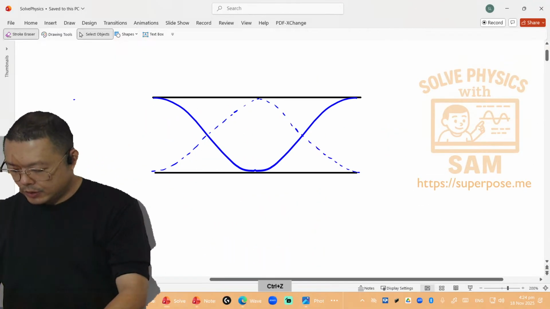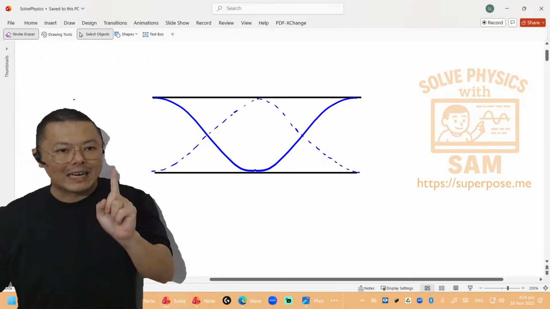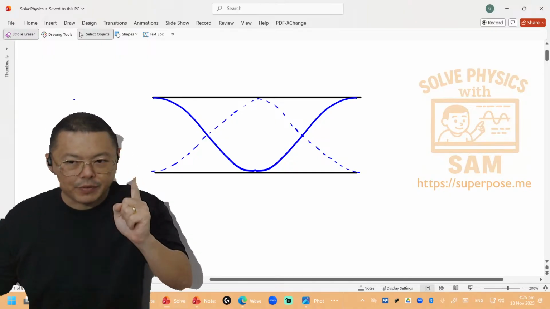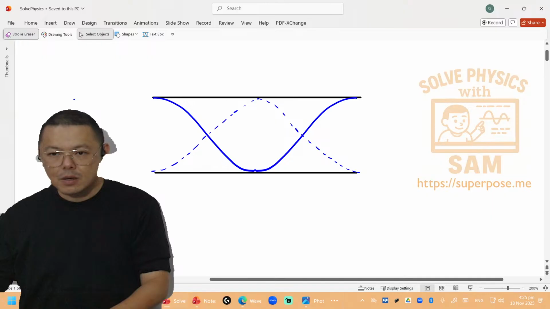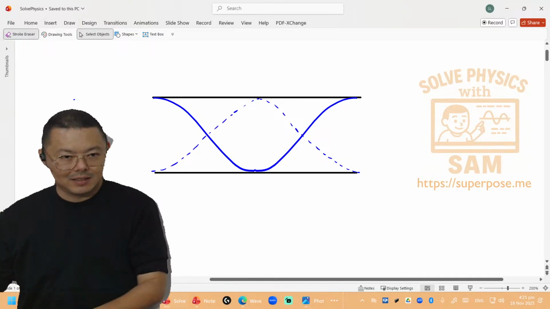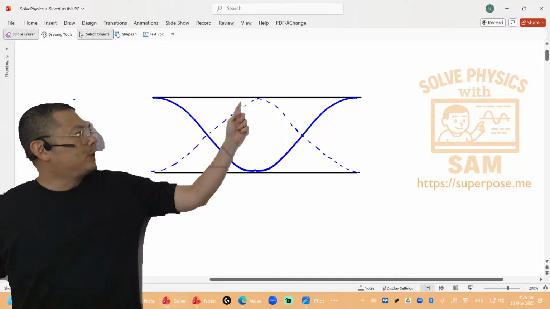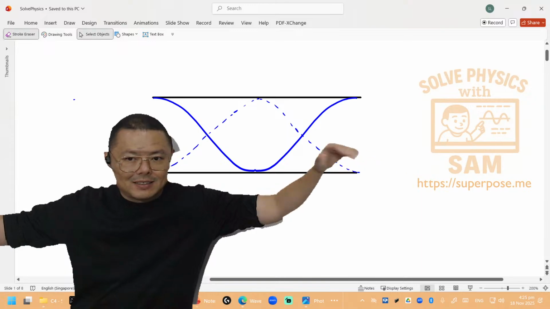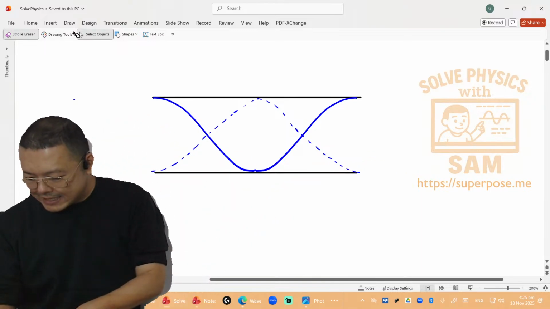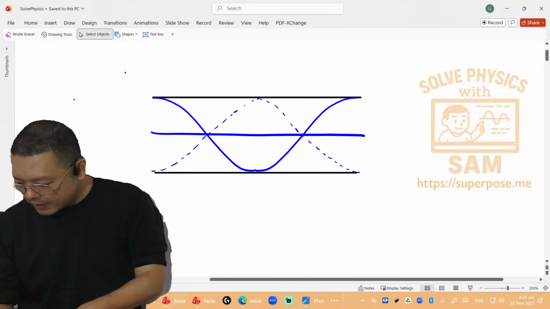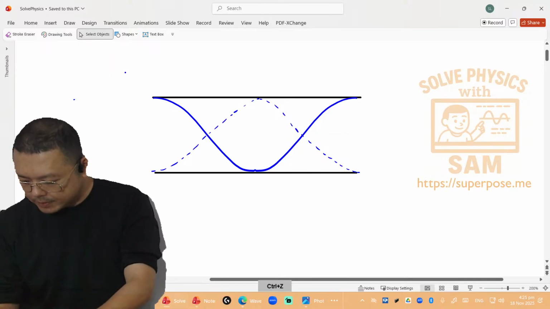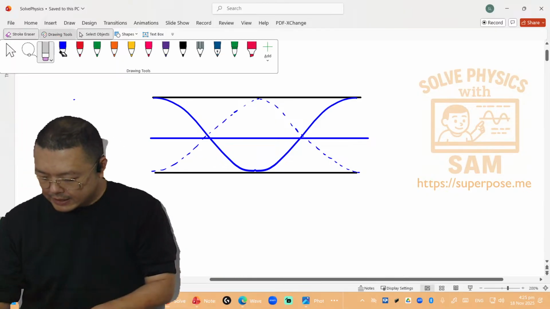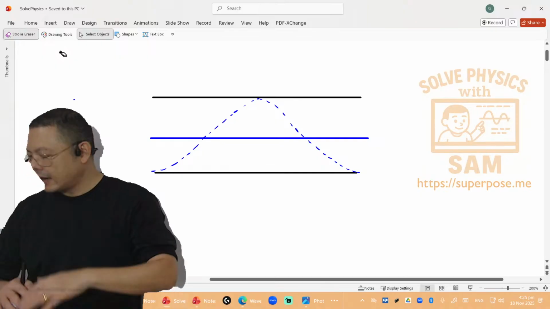So I undo this one first. This is how it looks. How about a quarter of a wave? How does it look in a quarter period? Go from here to there, that's half a period. A quarter will look like this, a quarter period later it will look like that. It will be a flat line.